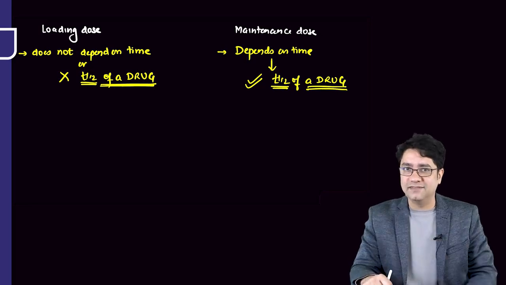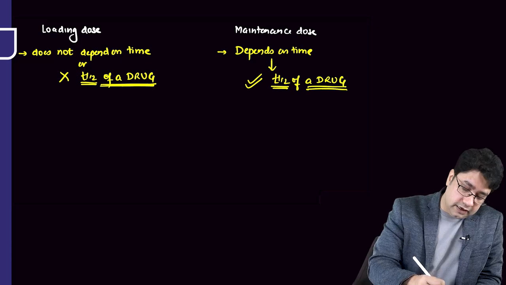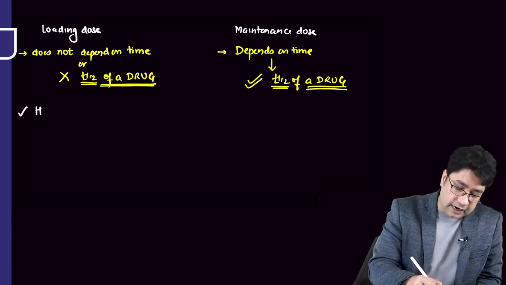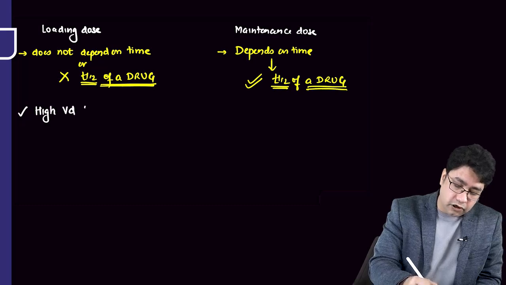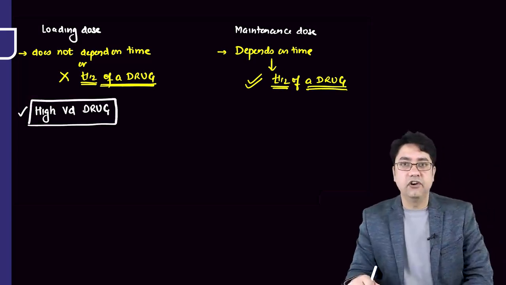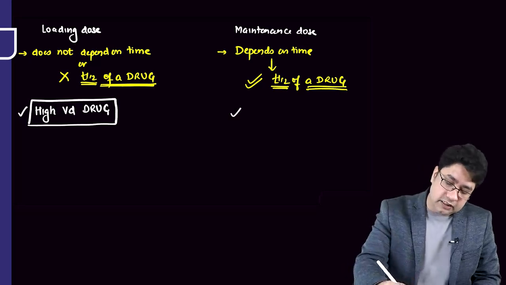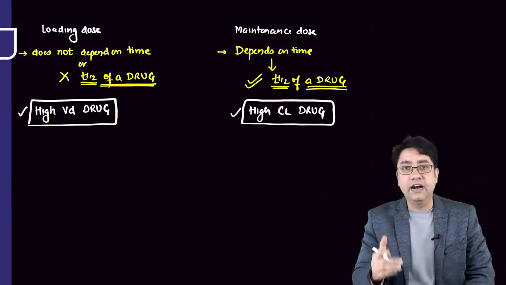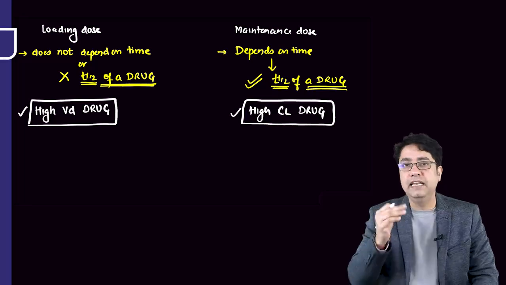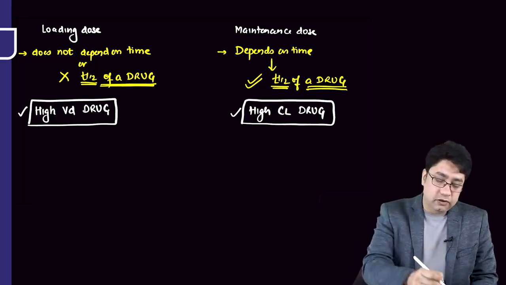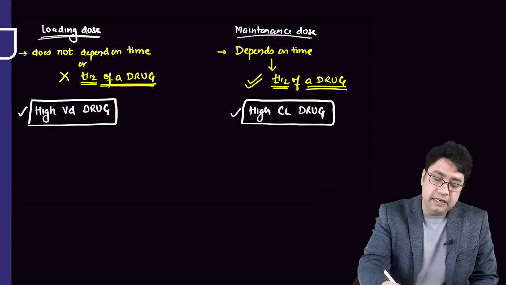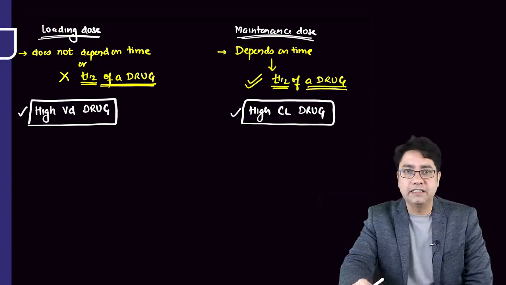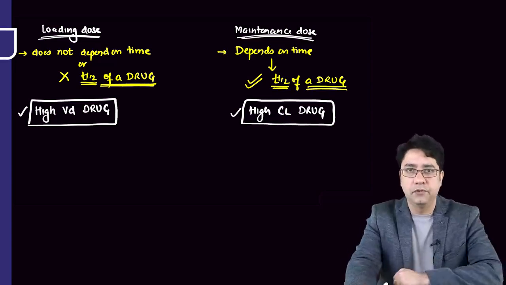we have to repeat the dose very fast. Agreed? Now, loading dose is given for high VD drugs because volume of distribution determines loading dose. Maintenance dose is given for high clearance drugs. So if a drug is getting repeated very fast, we have to give a higher amount of maintenance dose. So loading dose depends upon volume of distribution. Maintenance dose depends upon clearance capacity of a drug. So this is very important.